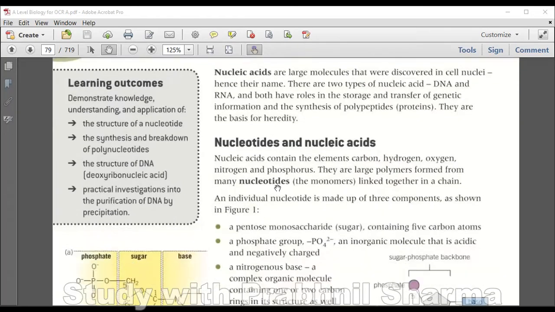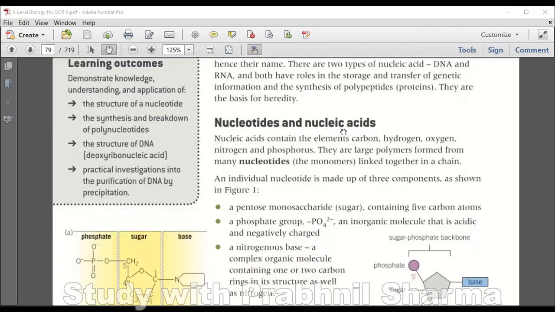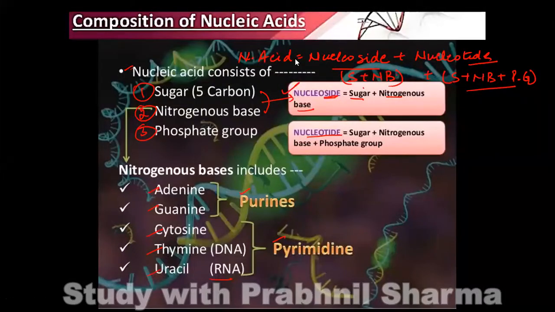Okay. Now we have nucleotide and nucleic acid. Nucleic acid contains three elements, that is carbon, hydrogen, and oxygen. The nucleic acid contains the elements carbon, hydrogen, oxygen, nitrogen, and phosphorus. So these five elements are the ones which are present in a nucleic acid. Now they are large polymers formed of many nucleotides, the monomers linked in a chain. Now see this slide. First of all, we will discuss the composition of nucleic acid.